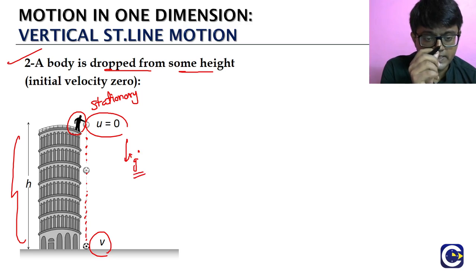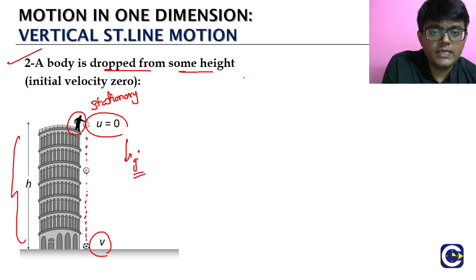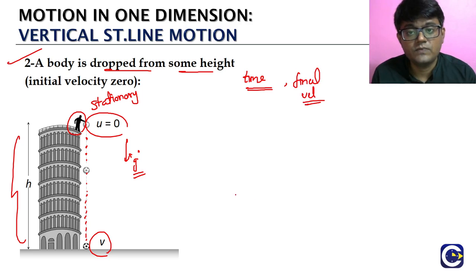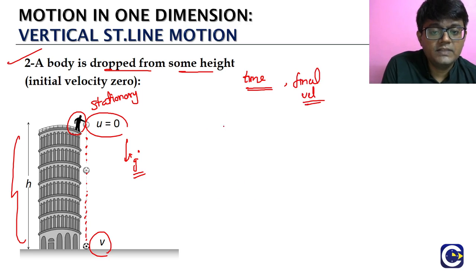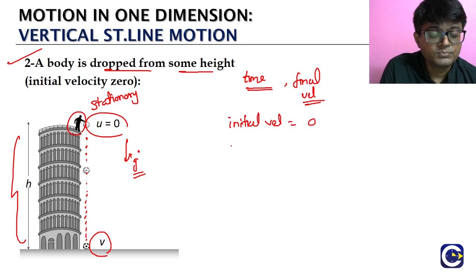Now in this motion, there will be 2 things that we will be interested to find. One is the time it takes to come down, and what is the final velocity. So when it reaches the surface of the earth, what will be the final velocity. So first we will start with the information that we have. So we know that initial velocity will be what? Because we are dropping or releasing, initial velocity will be 0. And acceleration, as per our sign convention, down is negative, up is positive.